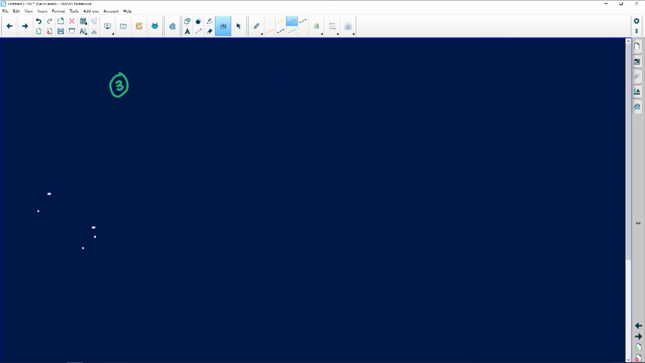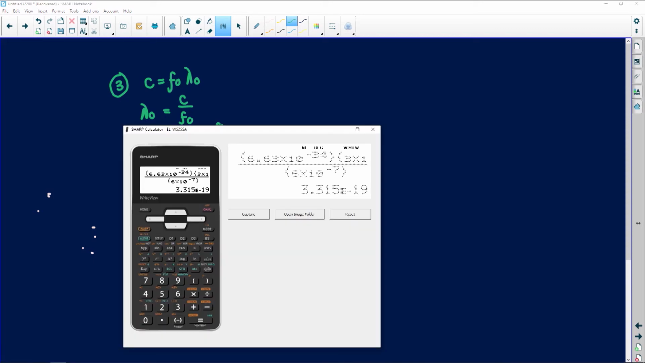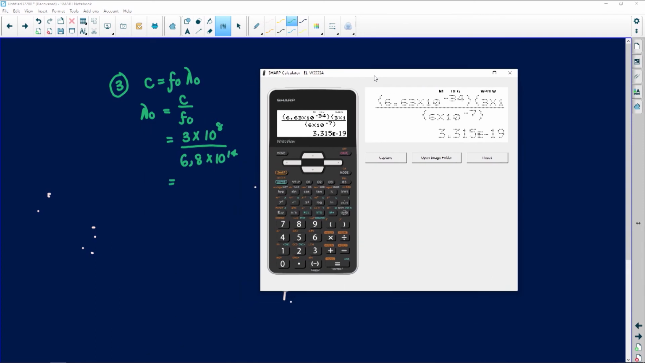So what I can start with, I can say that if I look at the speed of light and the threshold frequency and lambda, if I'm looking for lambda, I'm going to say lambda is equal to c over the threshold frequency. c is a constant, which is 3 times 10 to the exponent 8. The frequency that I'm given is 6.8 times 10 to the 14, right? That is the threshold frequency I'm given of the system.